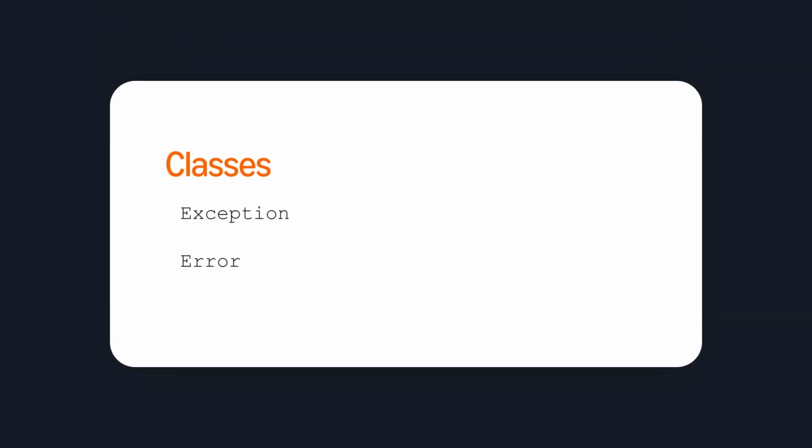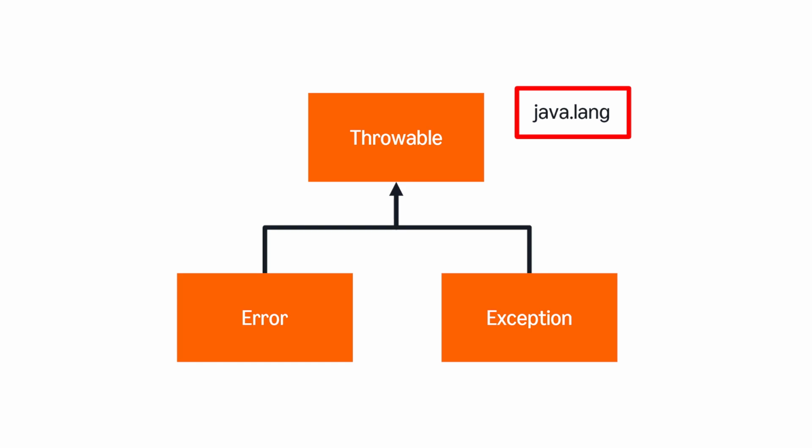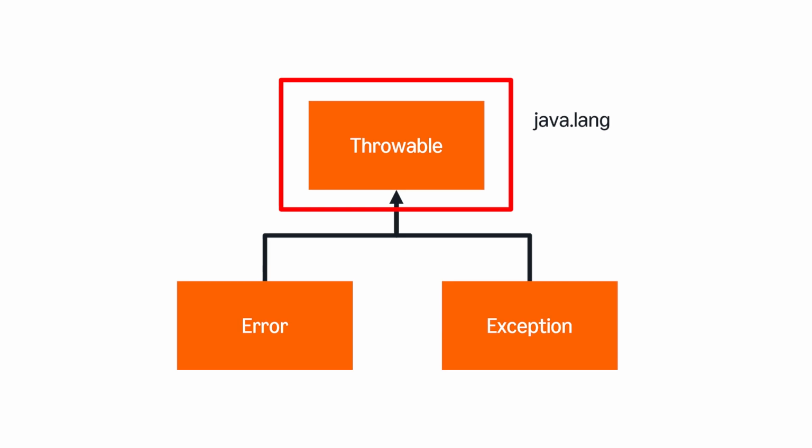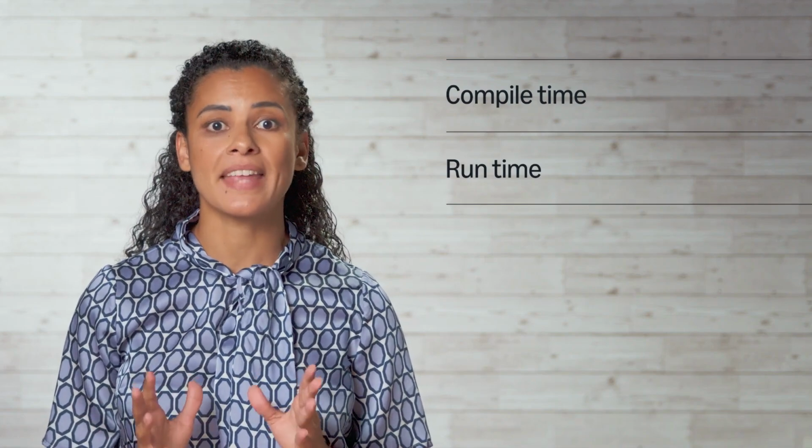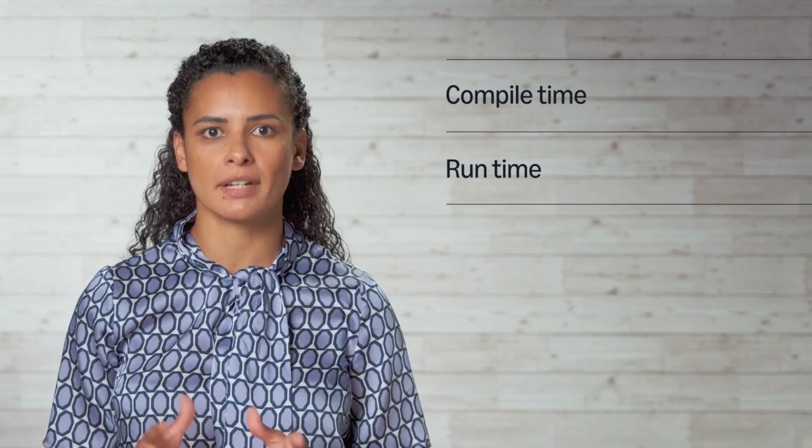Another key concept to be aware of is that there are two classes that represent exceptions and errors. They are also named Exception and Error. Both Error and Exception are descendants of a class named Throwable. This means that Throwable is the superclass of all errors and exceptions, and it represents both. All three reside in a Java package named java.lang, which is the base package included by default in all Java source files.